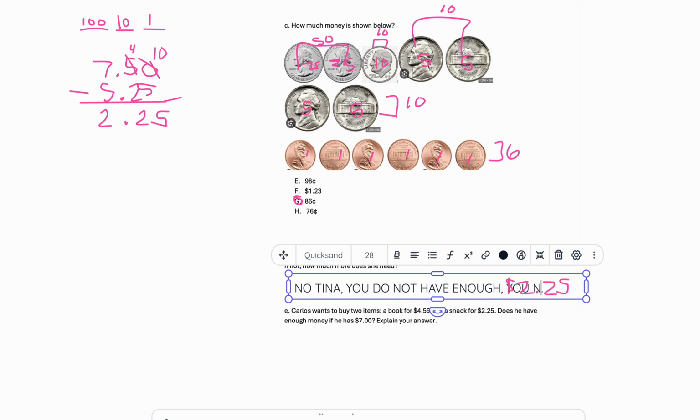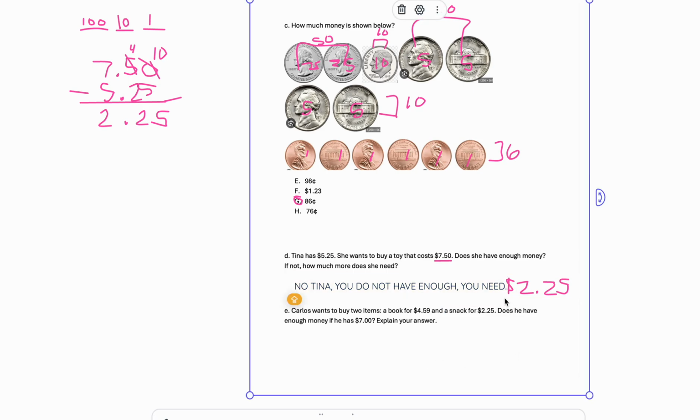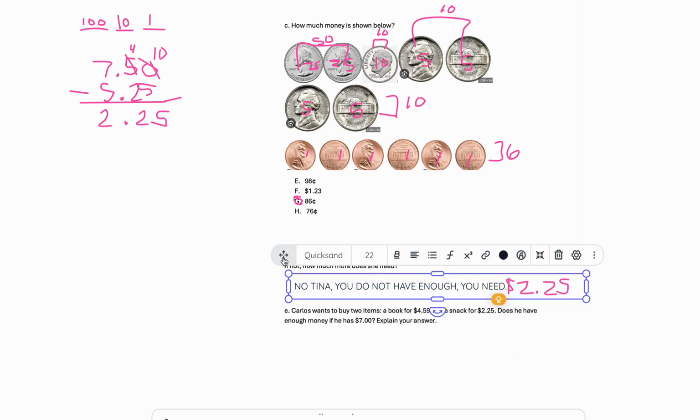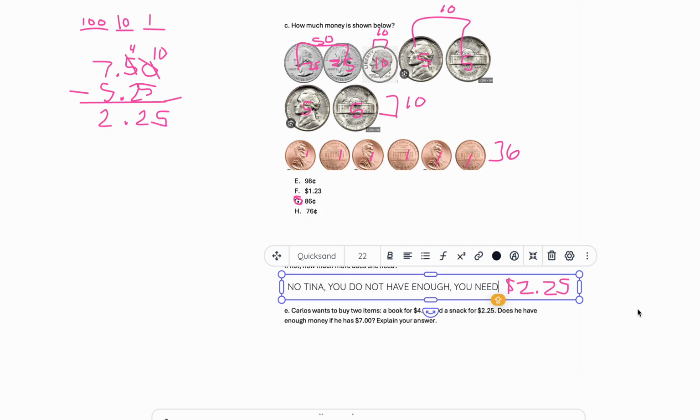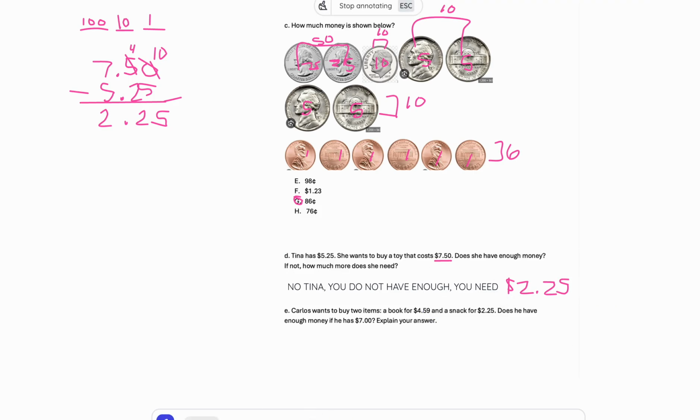You need... And Miss G's going to make this a lot smaller. You need $2.25. And that wouldn't be a period. My period would come at the end of my sentence right there.